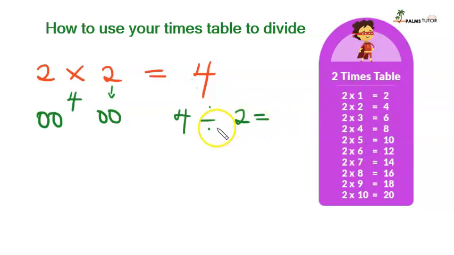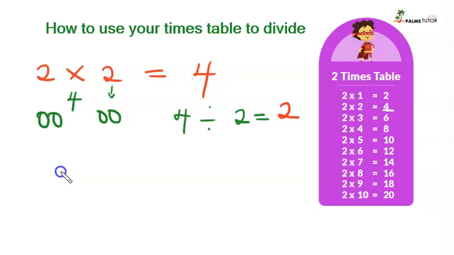Okay, so see 4 divided by 2. I'll go to the times table and look for 4. Can you see where 4 is here? This is 4. Let me use the color. This is 4, right? And I'm dividing it by 2. This is my 2 times table, right? So what do I multiply by 2 that gives me 4? That's 2. So the answer is going to be 2, right?